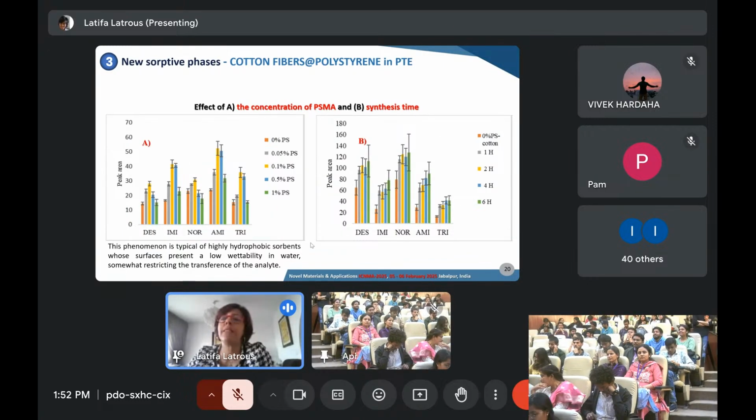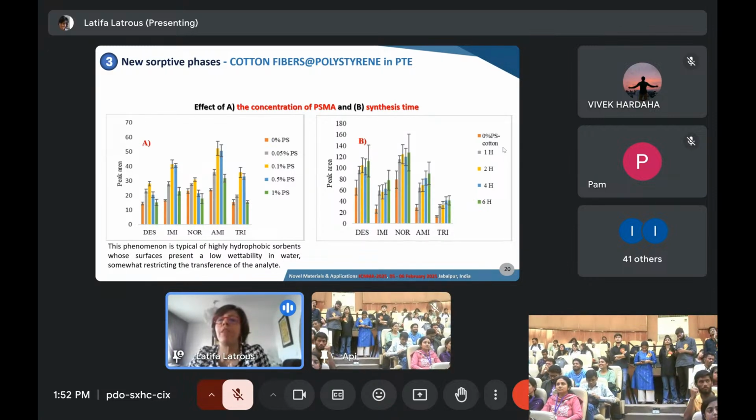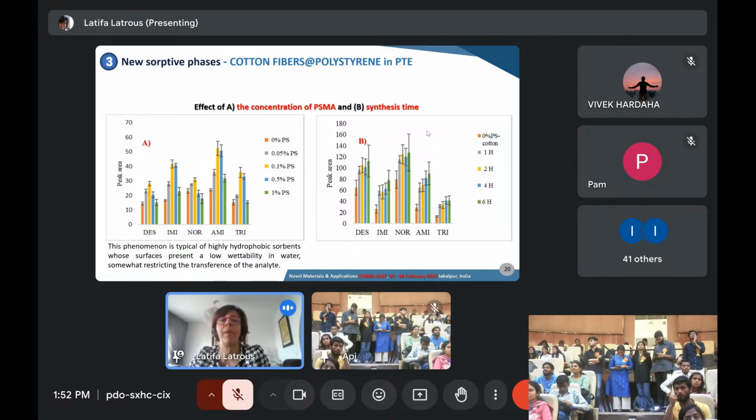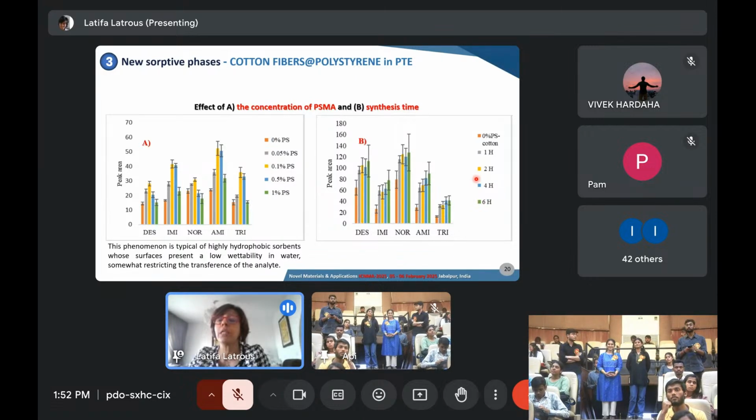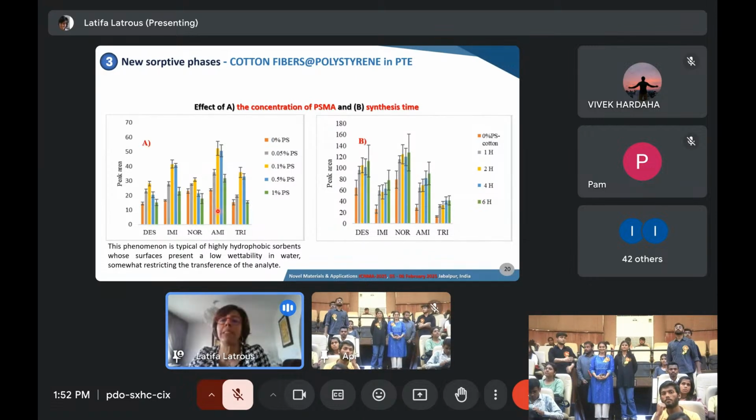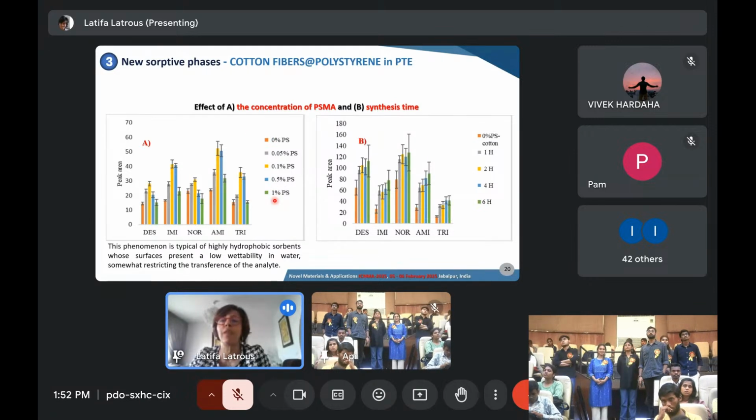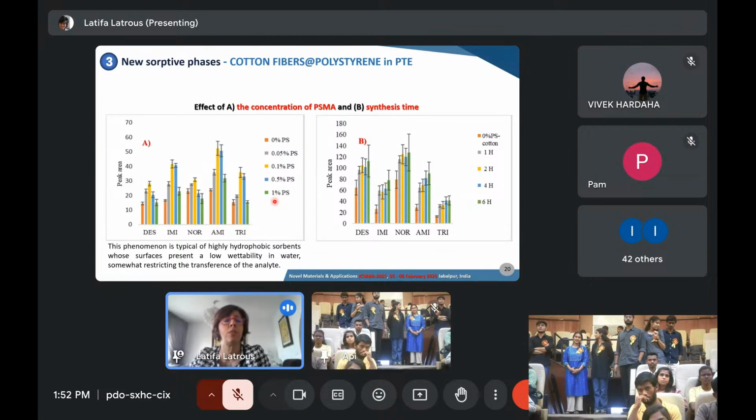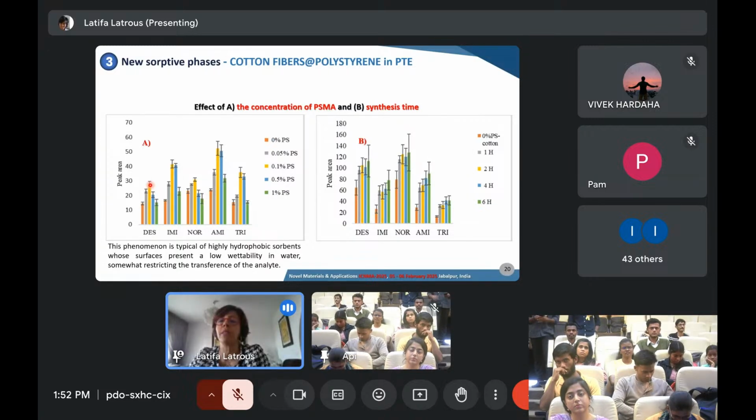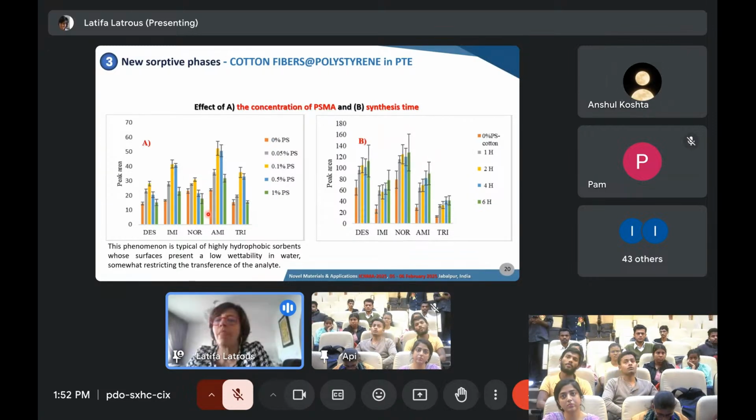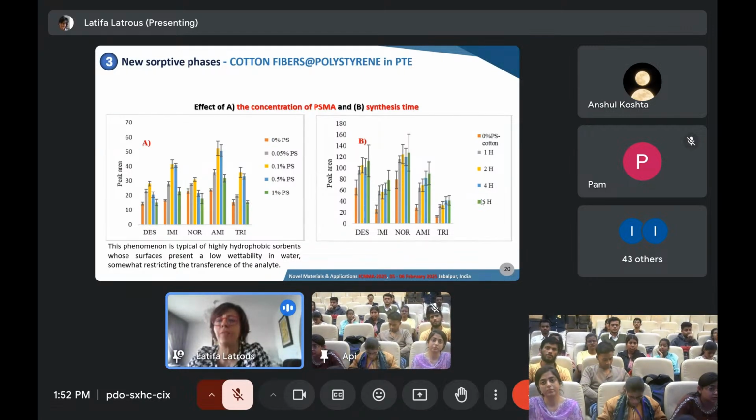The efficient synthesis of cotton polystyrene is affected by two factors: the amount of polystyrene in the precursor solution and the synthesis time. So the concentration of polystyrene was studied in the interval from 0 to 1%. The results show that the extraction rate increases with polystyrene, thus demonstrating the crucial role of polystyrene in the extraction of target compounds.